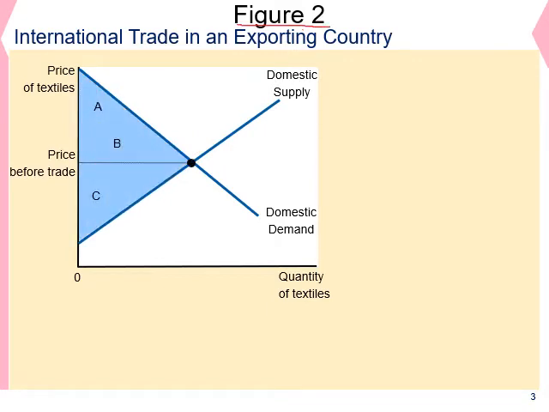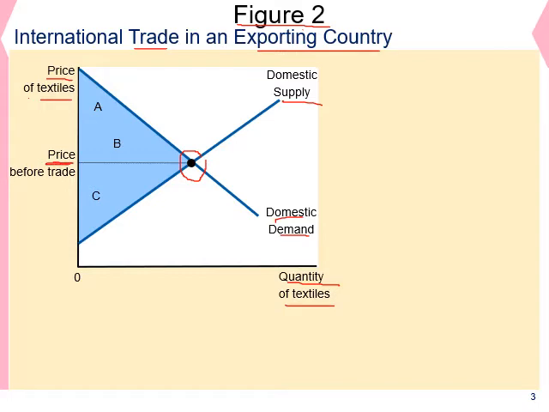Figure number two deals with international trade in an exporting country. Using the example of textile, we're going to label the price of textile on the vertical axis, or y-axis, and the quantity of textile on the horizontal axis, or x-axis. The domestic supply is the upward sloping, positive slope supply curve. The domestic demand for textile is the downward sloping, negative slope demand curve. The two curves intersect at this point. This allows us to find the equilibrium price on the y-axis.